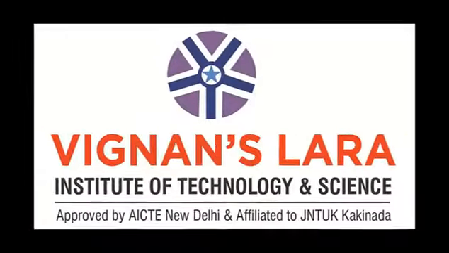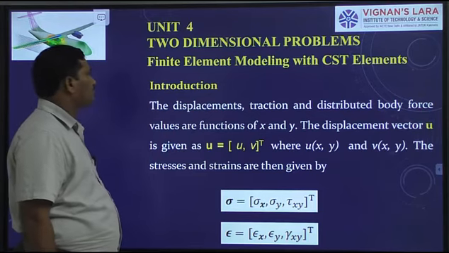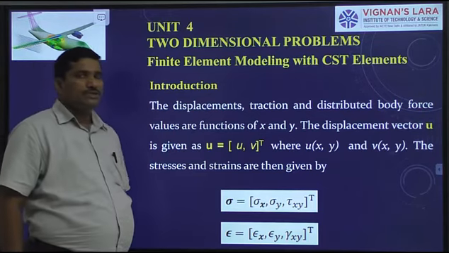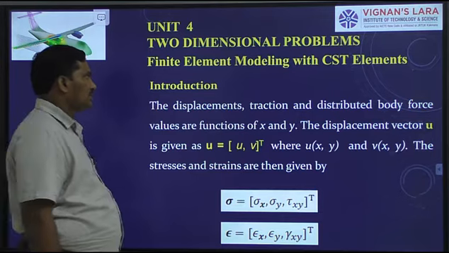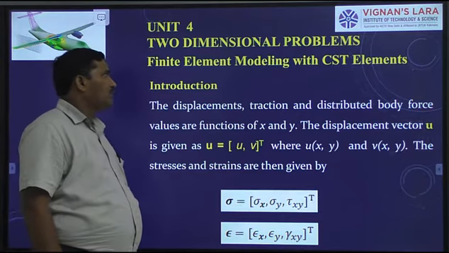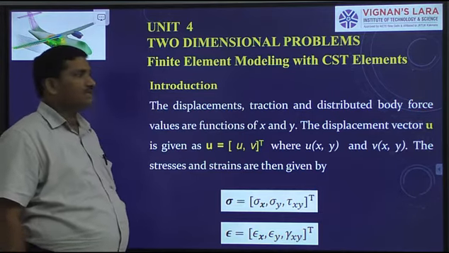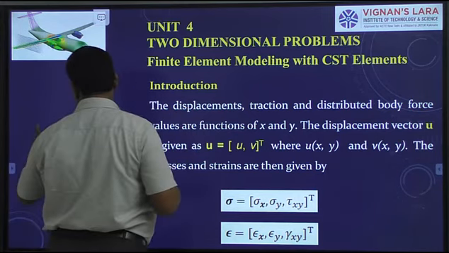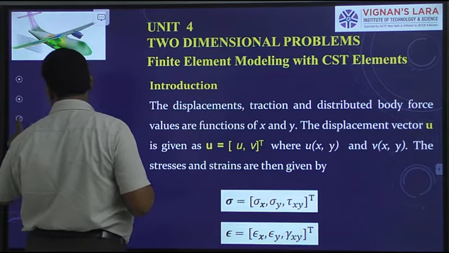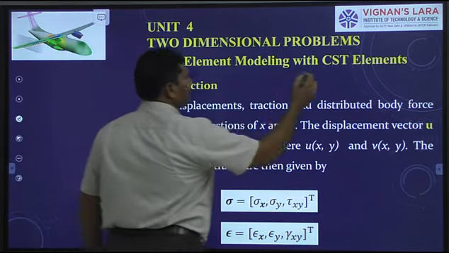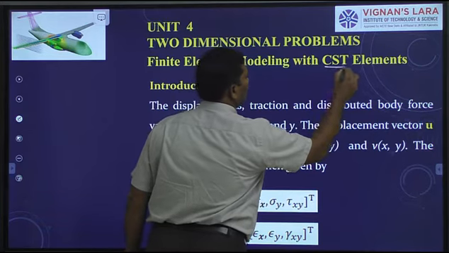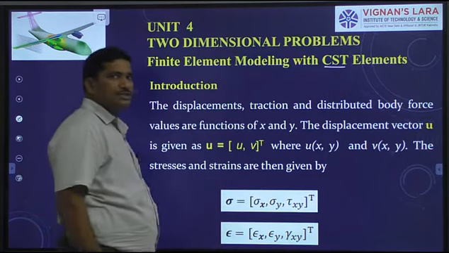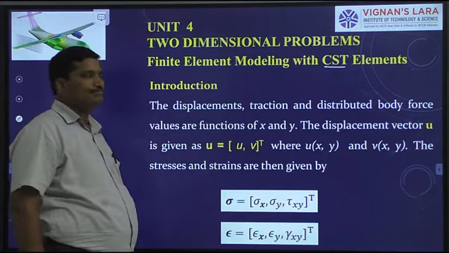Good morning, dear students. Today we shall take up unit number 4, two-dimensional problems. In two-dimensional problems, we see the finite element modeling with the CST elements. The expanded name of CST is constant strain triangle.